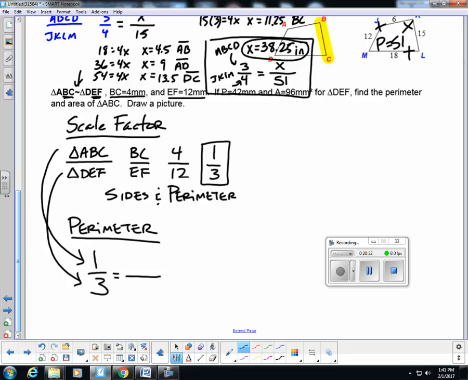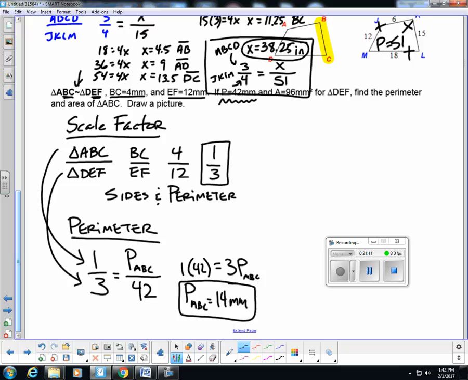We're told that the perimeter for DEF is 42 millimeters. So DEF's in the denominator, that's 42. The perimeter of ABC, I'll write it like this, the perimeter of ABC we don't know. Cross multiply and you'll find out. So 1 times 42 equals 3 times PABC. So 42 divided by 3 gives you 14. So the perimeter of triangle ABC equals 14 millimeters.